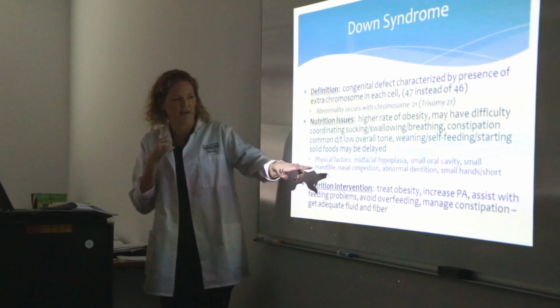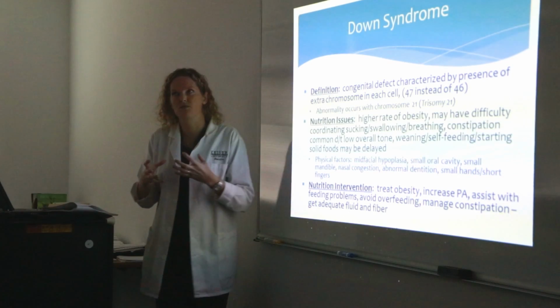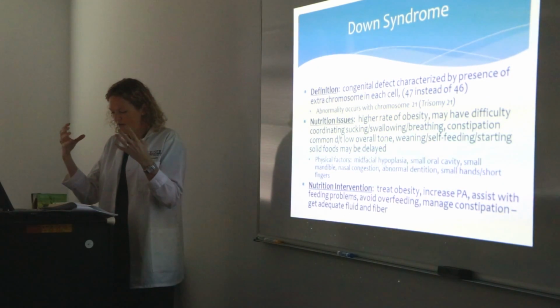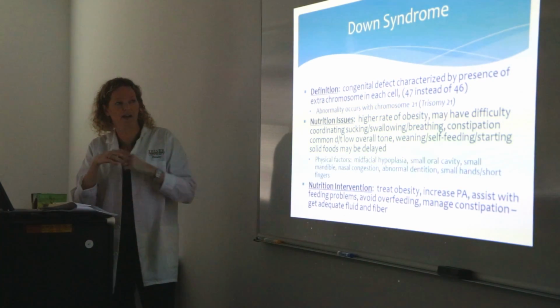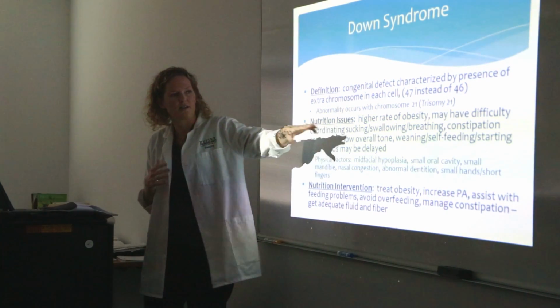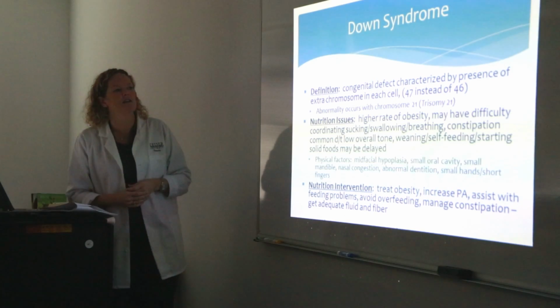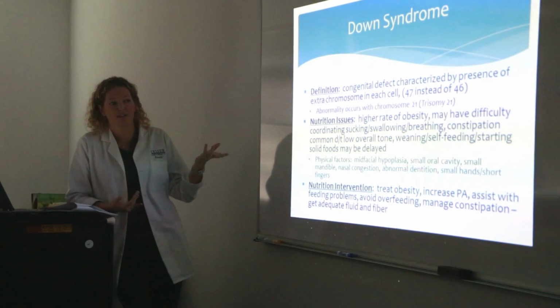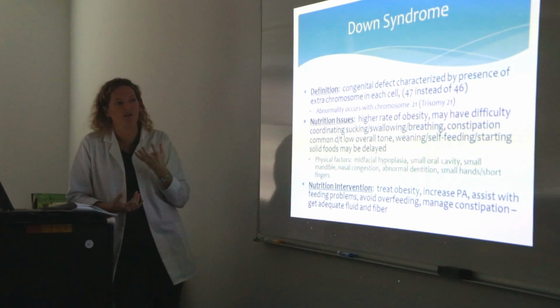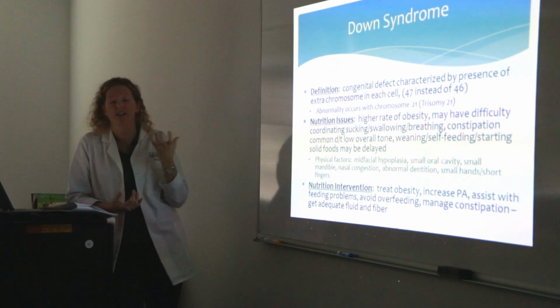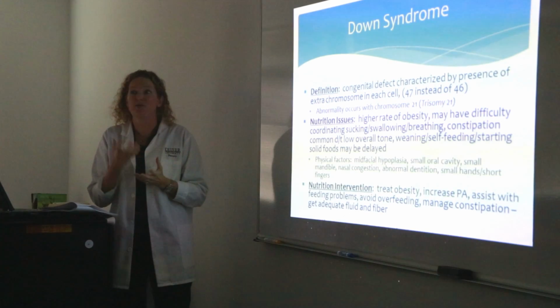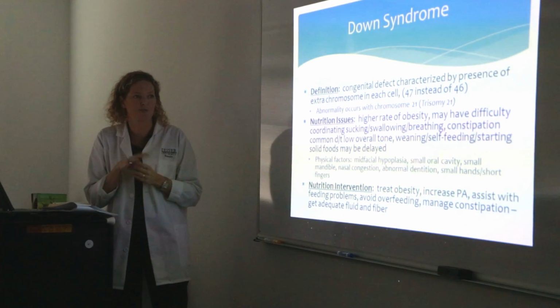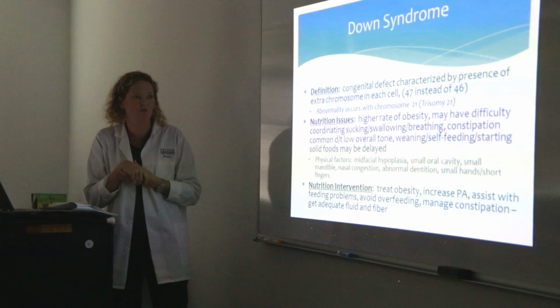Physically, they may have what's called mid-facial hypoplasia, which is where the middle part of their face develops more slowly than the outer part of their face. So that can affect how they can suck and swallow and breathe and eat. Also, they may have a smaller oral cavity, a smaller mandible or jaw, nasal congestion. All of these things can affect how they're eating and breathing. Abnormal dentition is common, smaller hands and shorter fingers.